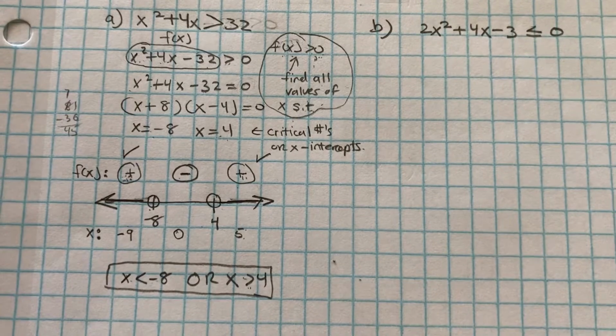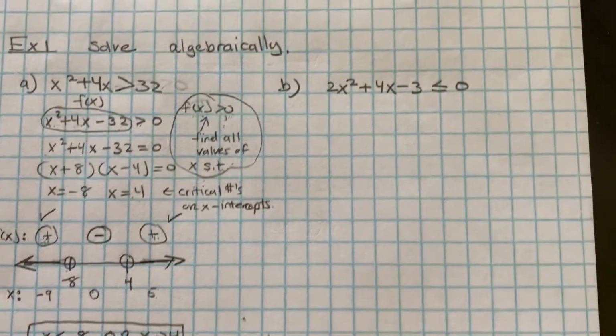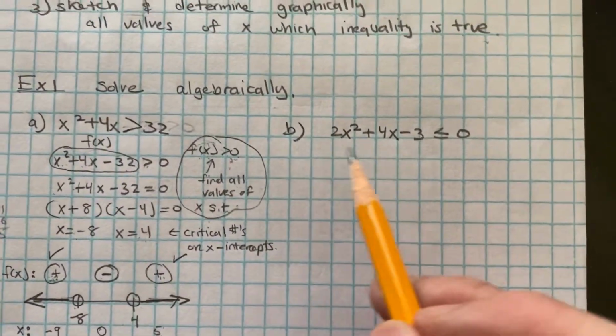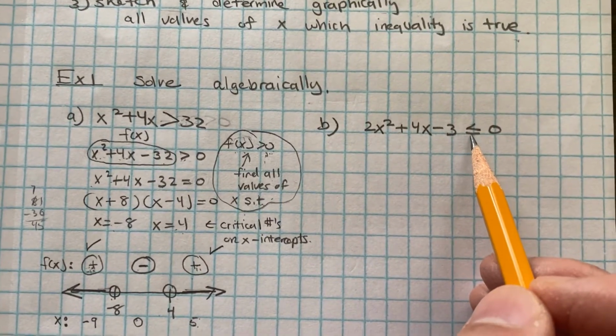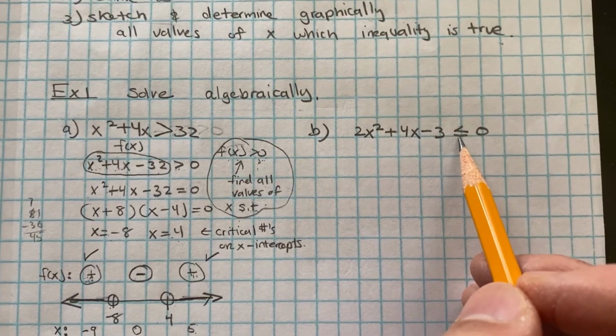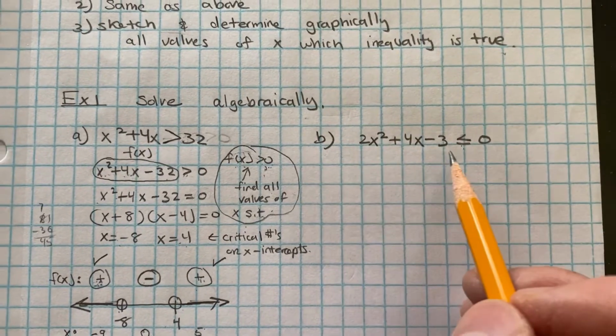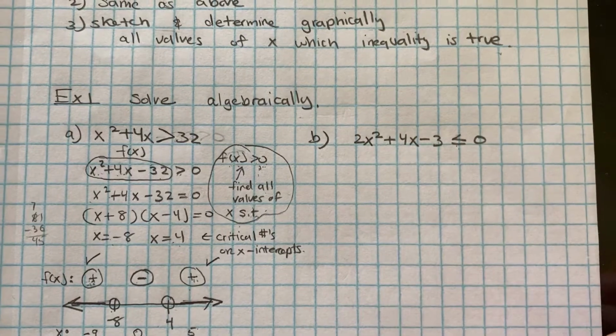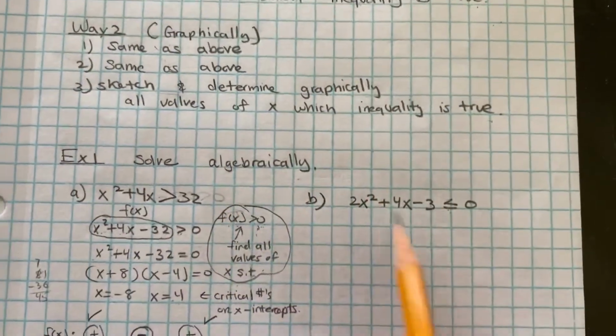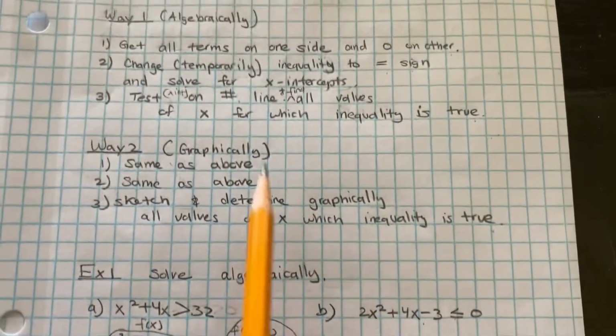Let's do another example if you didn't quite get that first one. So same process over here. This time the only thing that's different is that it's less than or equal to. If you try to solve for the x-intercepts on this one, I believe you're going to have to use the quadratic formula. Okay, so again, step number 1, move all the terms to one side.